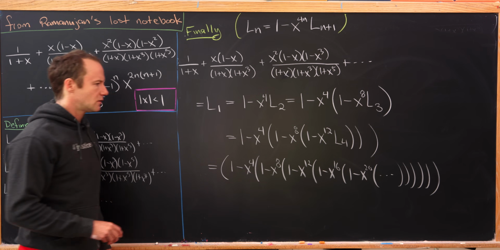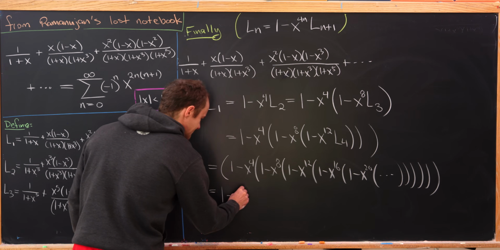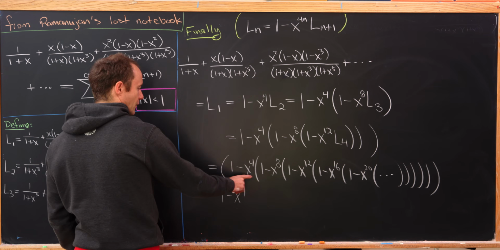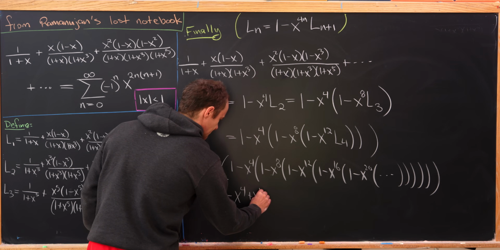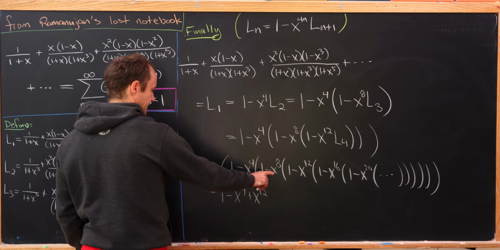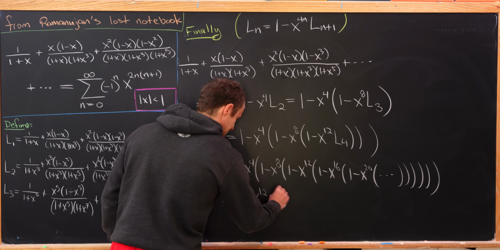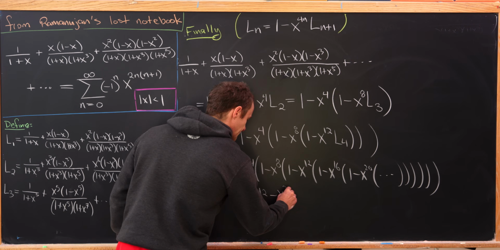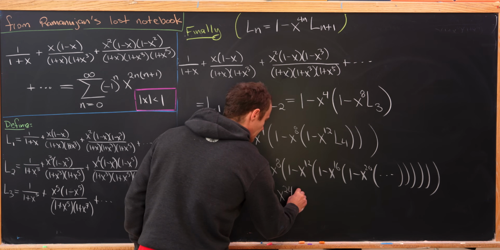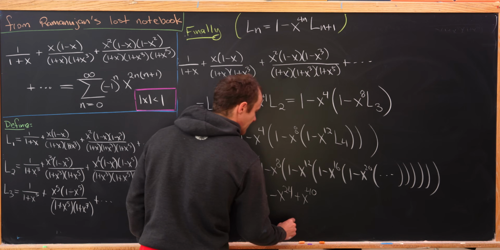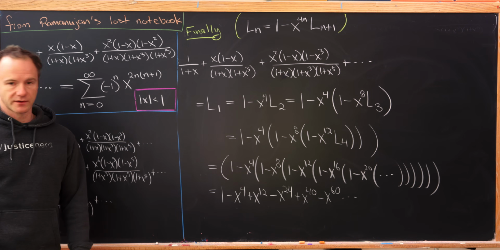Okay, but now let's maybe multiply this out and see that we'll get 1 minus x to the 4th. So that x to the 4th comes from the minus x to the 4th times 1. And then it'll be plus x to the 12. So that's from x to the 4th times x to the 8. And then let's see, it'll be minus x to the 24. That'll be from the x to the 4, x to the 8, x to the 12, and then plus x to the 40, and then minus x to the 60, and so on and so forth.